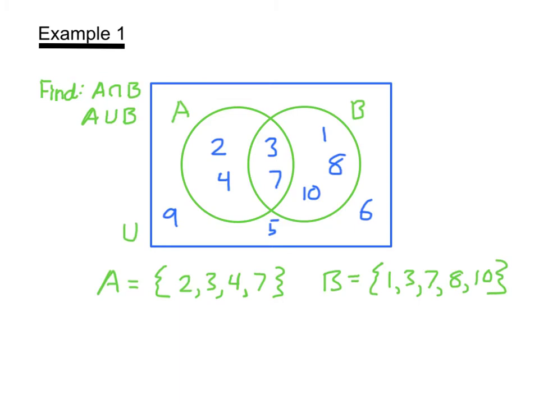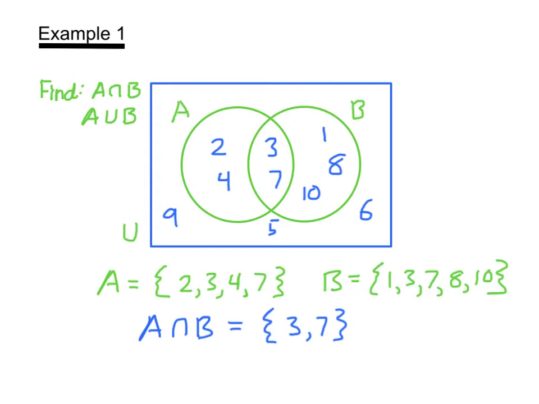Okay, and then the numbers 5, 6, and 9 are in neither of the sets. So remember, for the first question, we're trying to find the intersection. The intersection of A and B is the area where the two overlap. And so I can quickly see that from the Venn diagram. We see that the only elements in that overlapping section are 3 and 7. And we can also see that 3 and 7 occur in both sets.